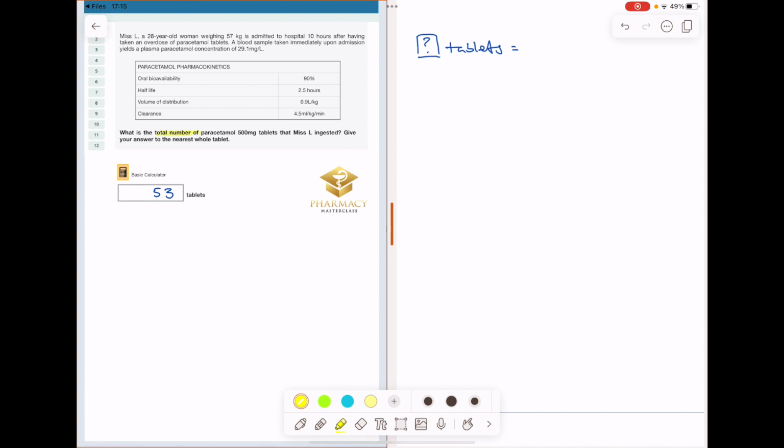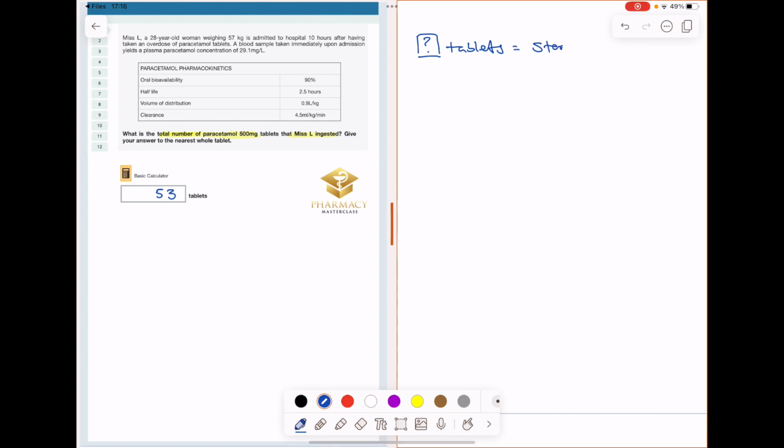It's saying what's the total number of paracetamol tablets that the patient ingested. So how many paracetamol tablets did they take before they were admitted? So I'm going to put question mark tablets equals starting point. You could put starting point or you could put patient ingested. It's just to build an idea of what it is they're actually asking from us.